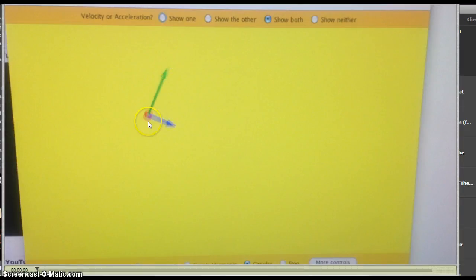What we can see from the screen is that the green, which is the velocity, and the blue, which is acceleration, are perpendicular to each other. They have to be perpendicular, and acceleration has to go towards the center in order for the circle to move in a circle.